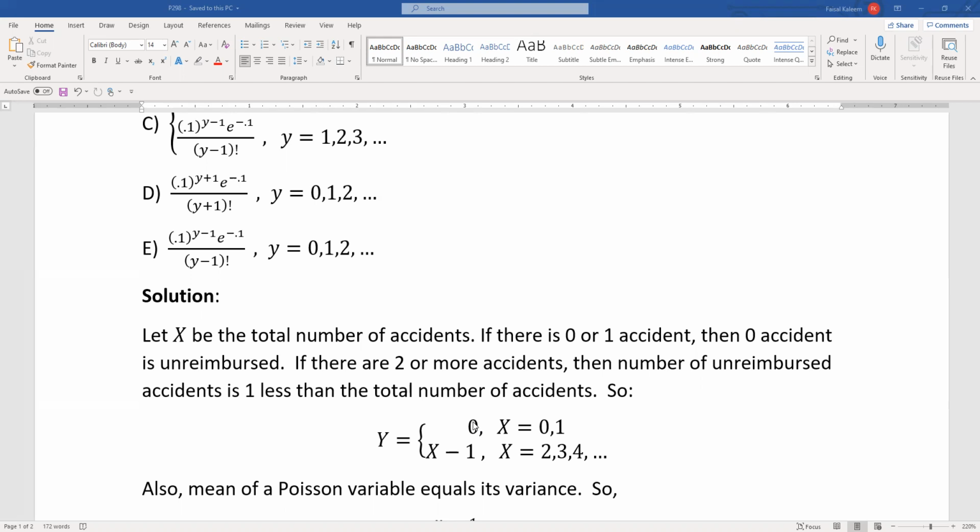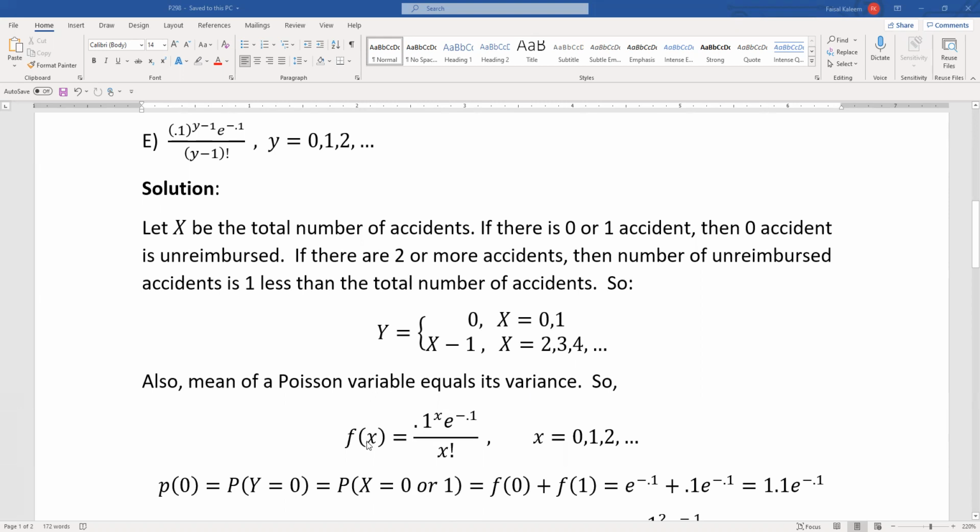Now, for a Poisson variable, mean and variance are the same. We're given that the variance of X is 0.1, so the mean will also be 0.1. Therefore, the probability function for X is 0.1 power X, e power negative 0.1, over X factorial. We know for Poisson, it's mean power X, e power negative mean, divided by X factorial. Now we want to find the probability function of Y, starting from 0, because Y will also be 0, 1, 2, 3, and so on, since Y is the number of unreimbursed accidents.